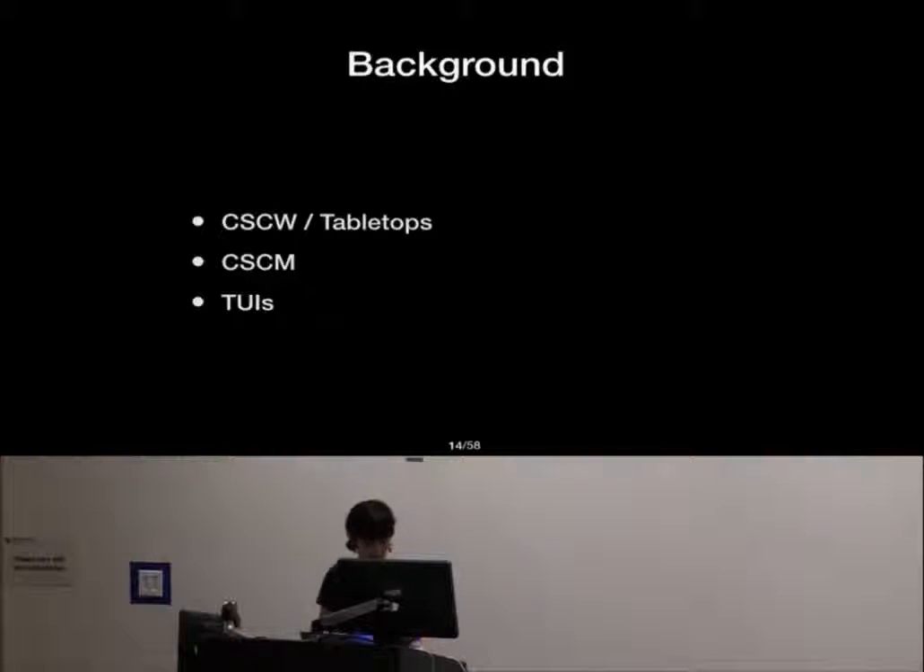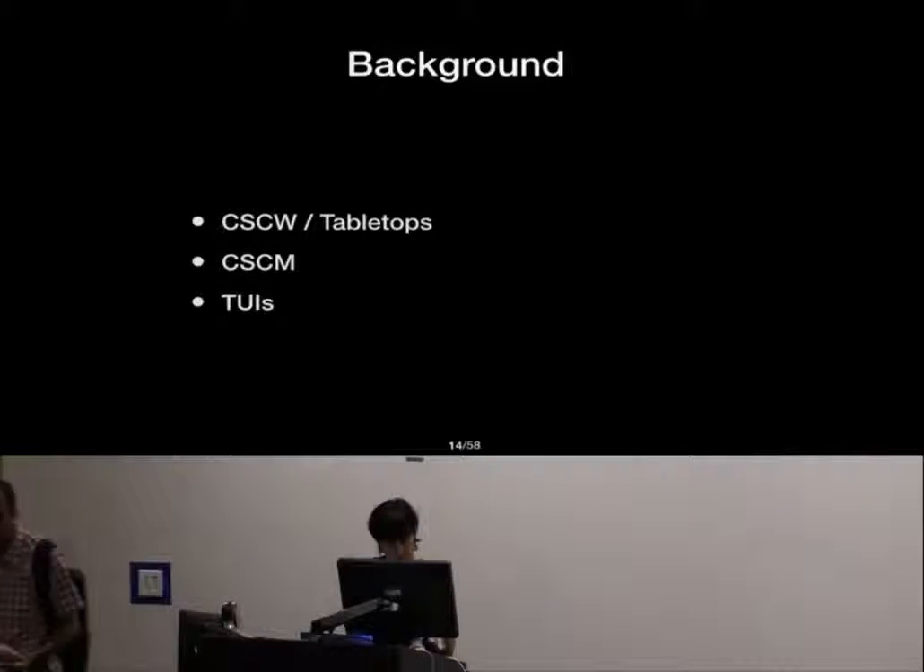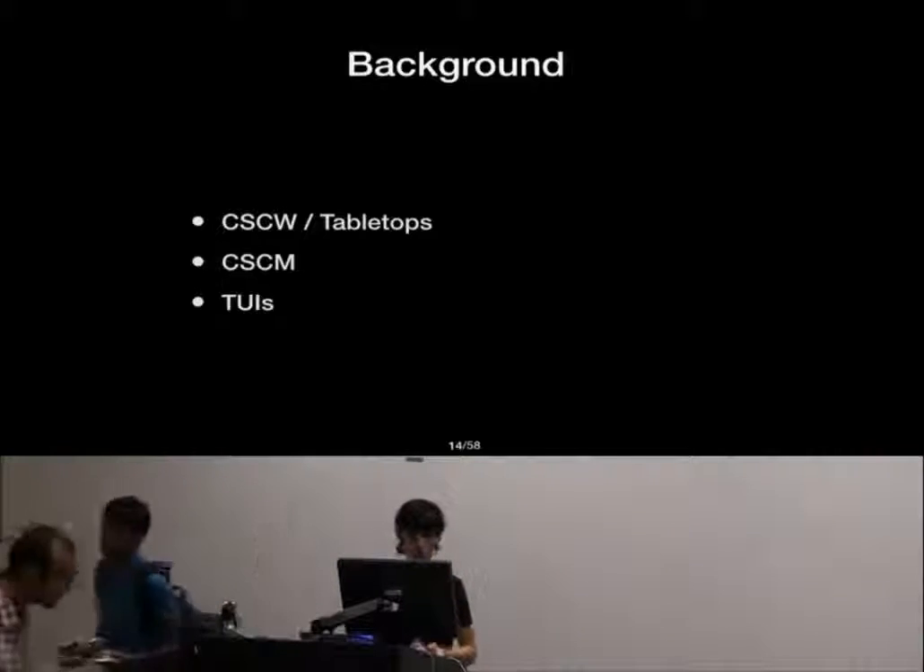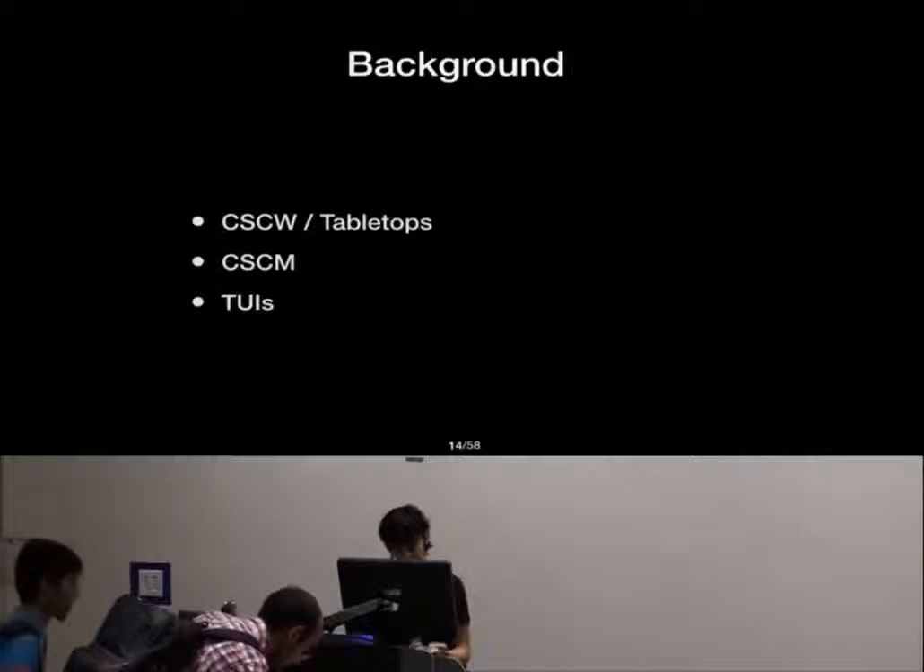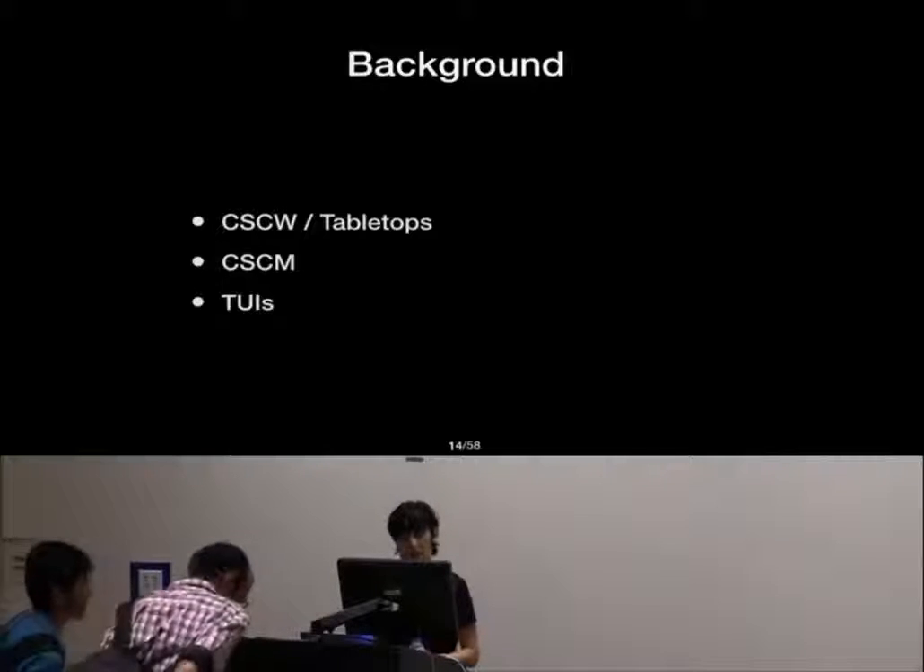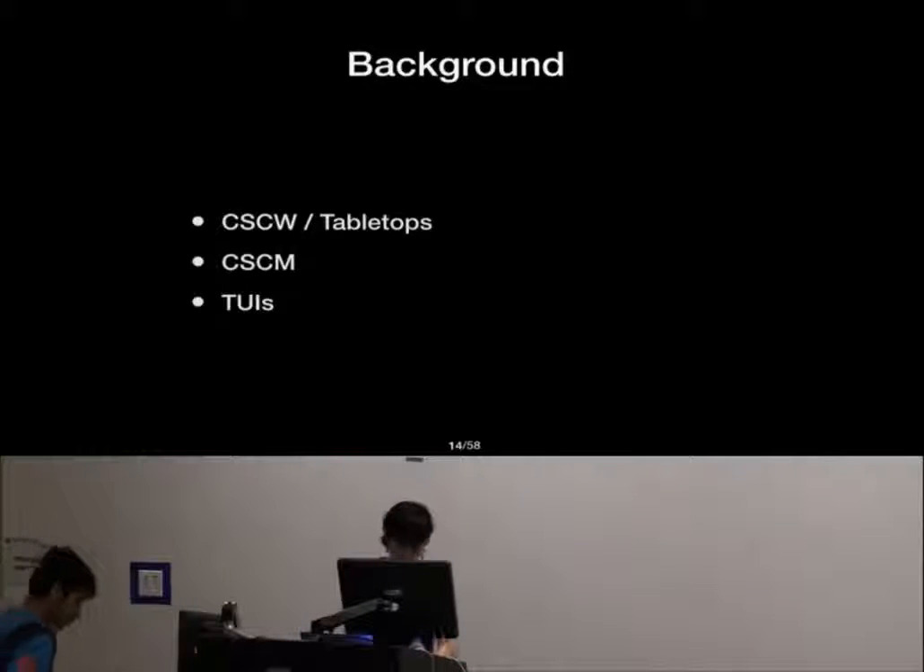In terms of background, there are three main legs. One is computer-supported collaborative work and tabletops, in order to get a sense of the practices on these devices. The other is computer-supported collaborative music, in order to understand these practices within a musical context. And finally, tangible user interfaces, as you can see interactive tabletops as a subset of TUIs, and so getting a sense of the main characteristics of TUIs that can inform interactive tabletops research.